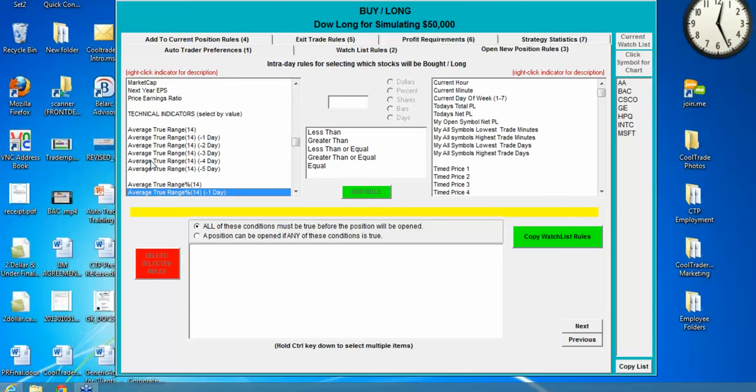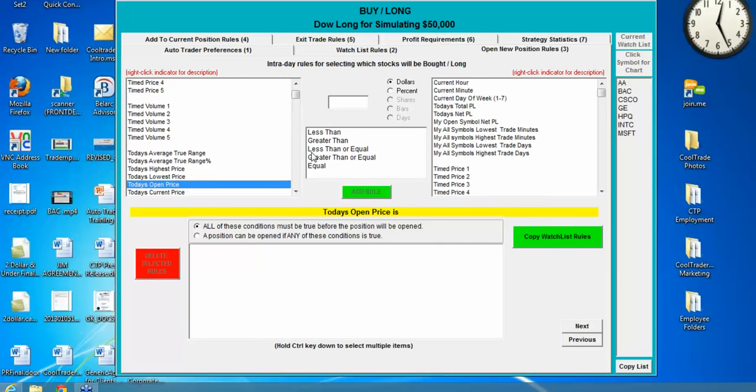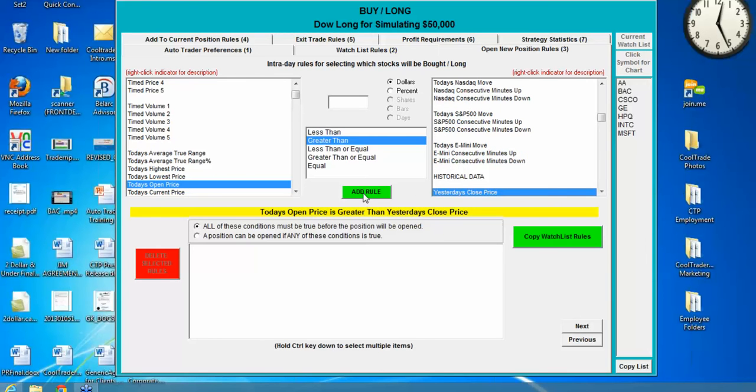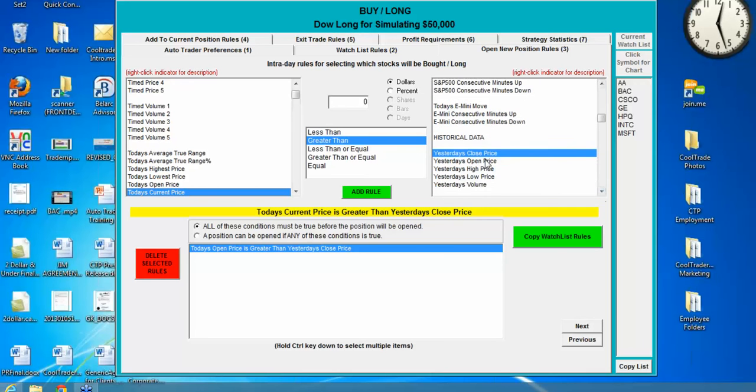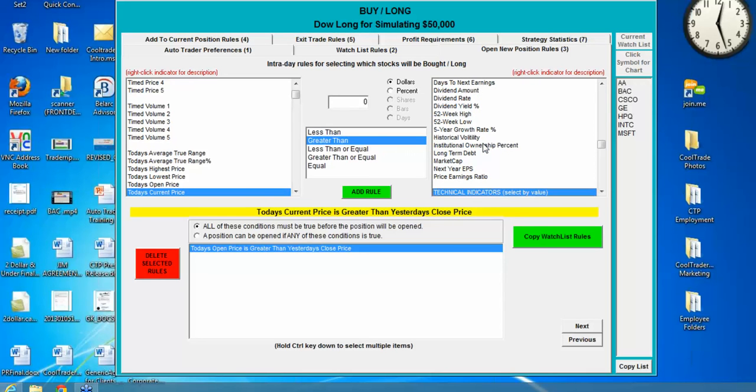Today's open price is greater than yesterday's close price. Let's say that we want to know that it's going up. So then we simply add that rule in there. Now we can add more rules in there and say today's current price is greater than today's open price. And you can create as many rules as you want in here as you would like.